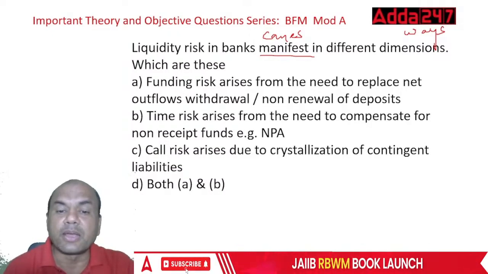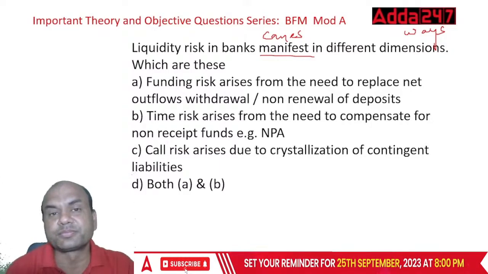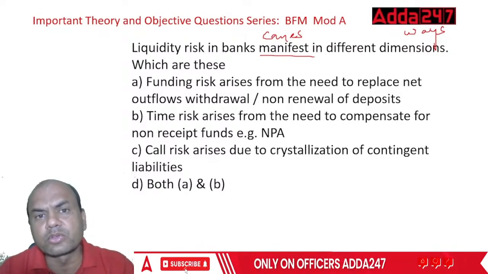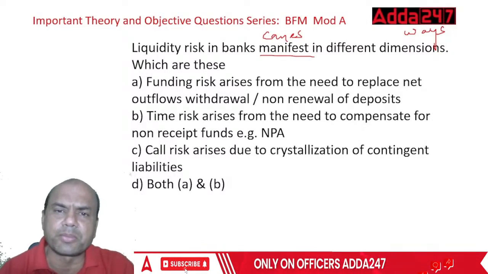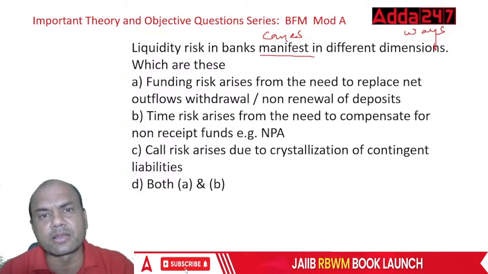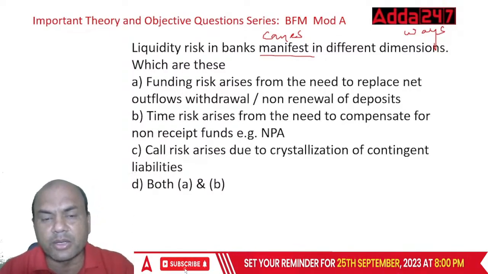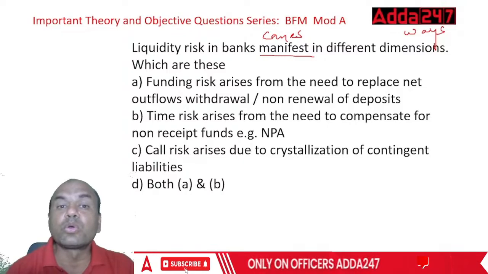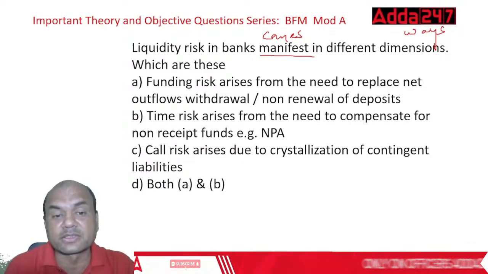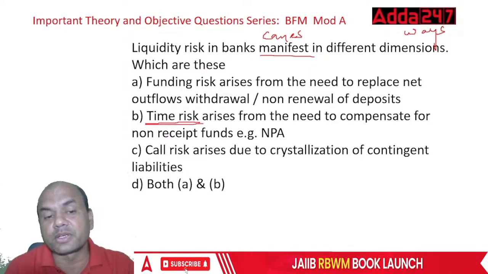Number 2, time risk arises from the need to compensate for non-receipt of funds, NPAs. Suppose I've given a loan. The logic says that the person will pay me the EMI, or the interest if it is a CC, and that interest I'll use for paying the depositors. But if I don't get that interest or that EMI, then what? That will also create a time risk. Time risk means at the time, I'm not having the funds.